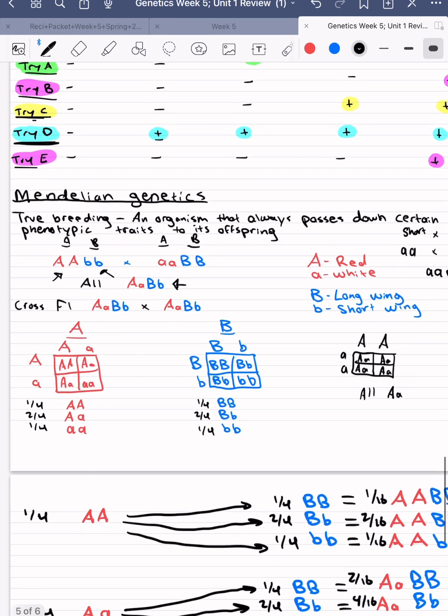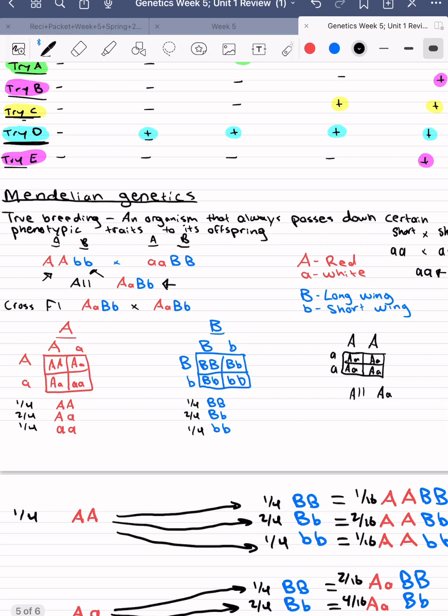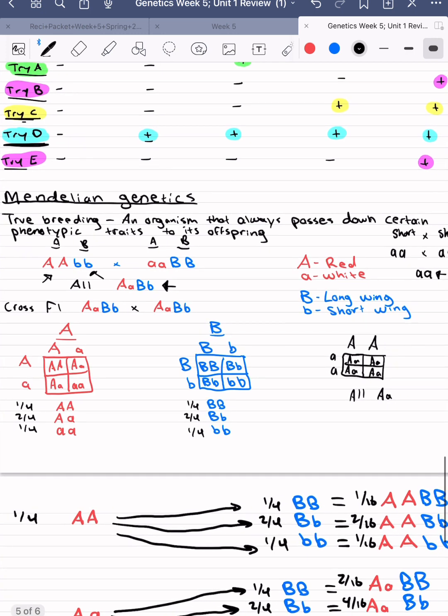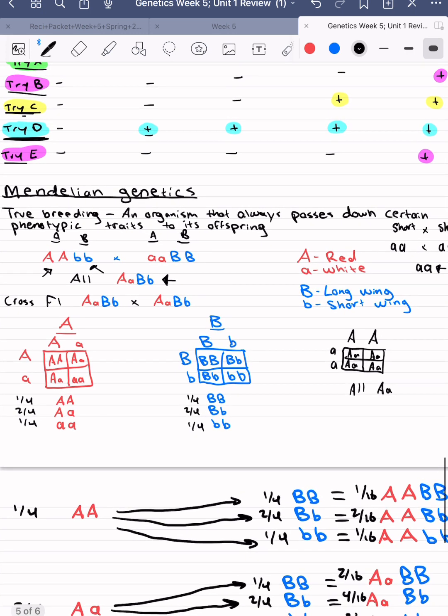Now let's say we crossed the F1. We crossed 2 organisms from the first generation. Now we all know that they are heterozygous at each of the loci. So now we're going to cross the heterozygotes.